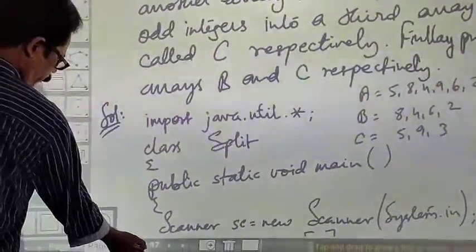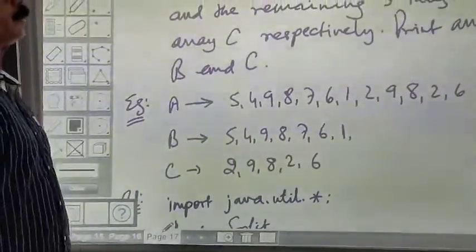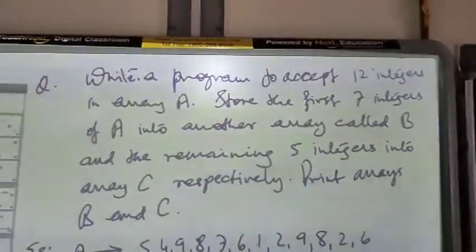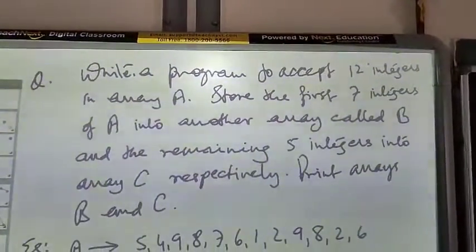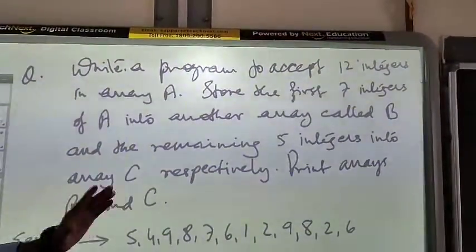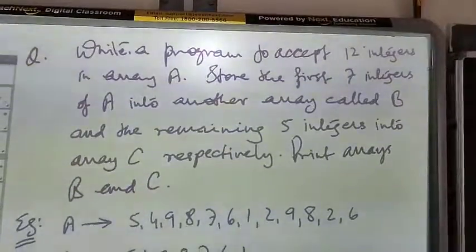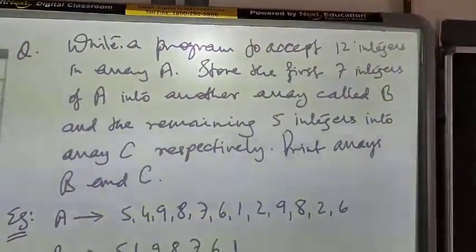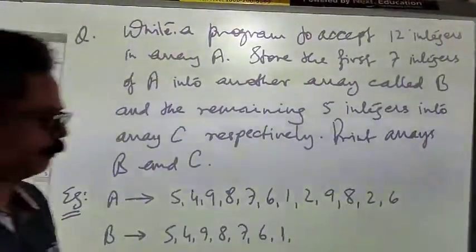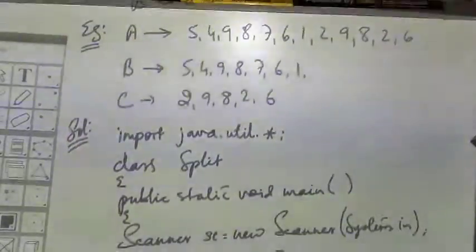Another question, another type it is. Write a program to accept 12 integers in an array. Store the first 7 integers of A into another array called B, and the remaining 5 integers into array C respectively. Print arrays B and C. So you have an example out here. An example is given in order to support the question.